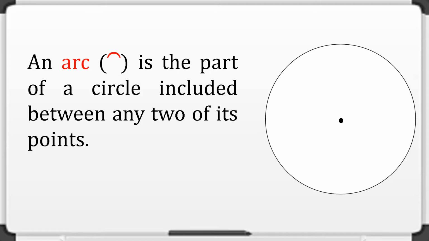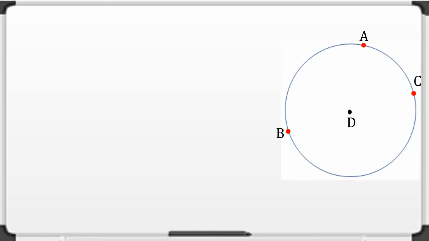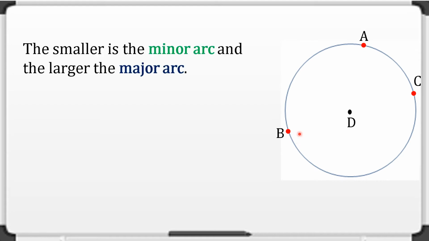Now let us have the definition of arc. When you say arc, it is a part of a circle included between any 2 points of it. So suppose we have this circle. Again, we name the circle by its center. So this time we have center D, and we have 3 points on its circle: point C, point A, and point B. And we have major arc and minor arc. When you say minor arc, this is the smaller arc.